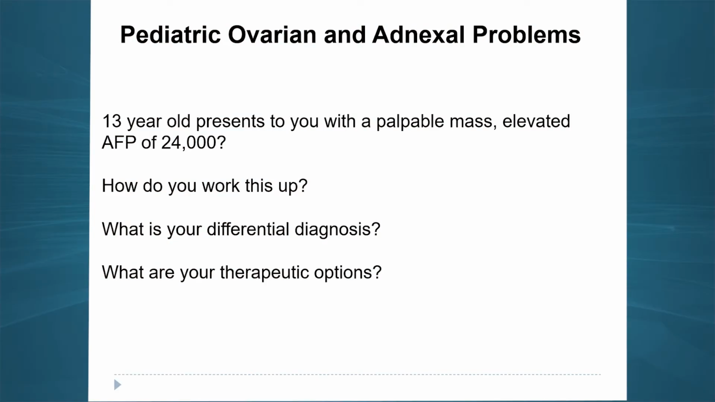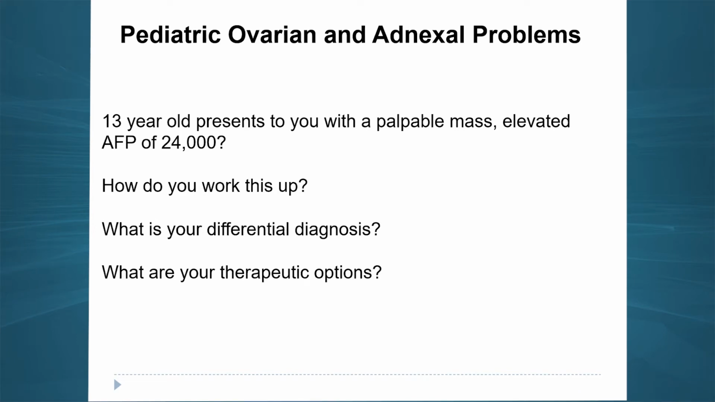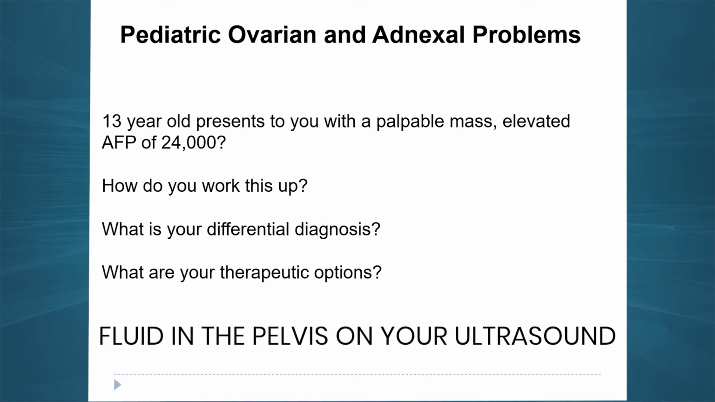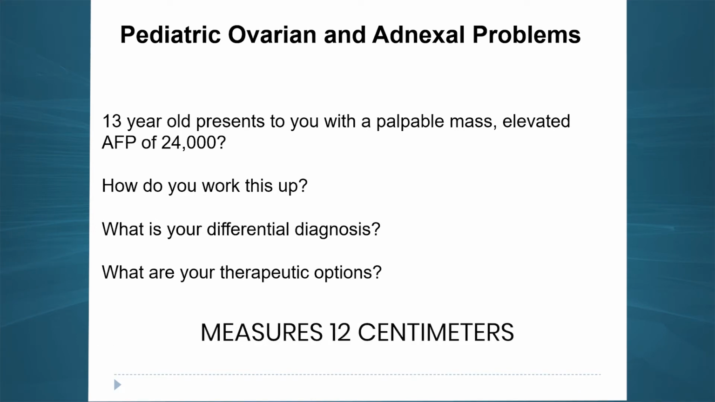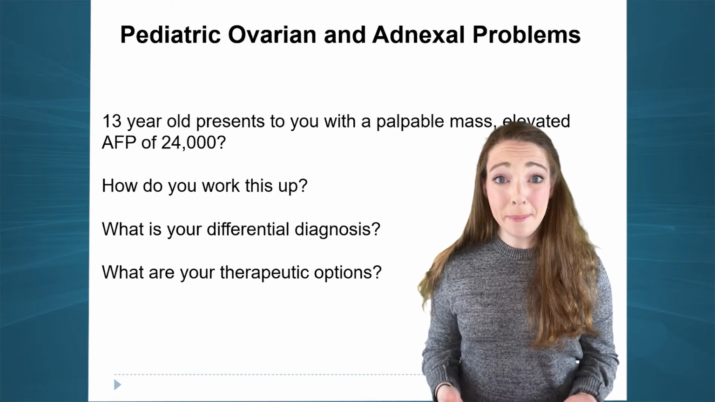Let's see what her ultrasound shows. Complex cystic solid mass, and your AFP is 24,000. There's a bit of fluid in the pelvis on your ultrasound. It measures about 12 centimeters. 12 centimeters? It's pretty big.